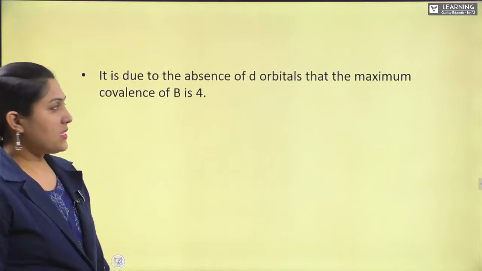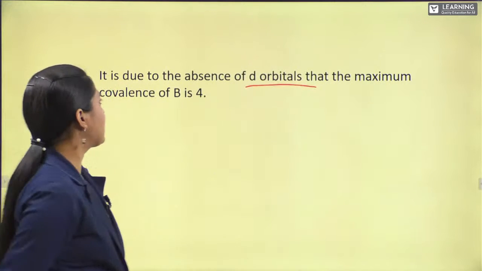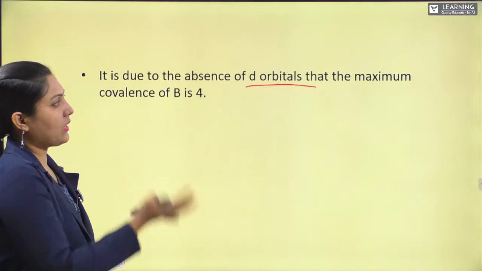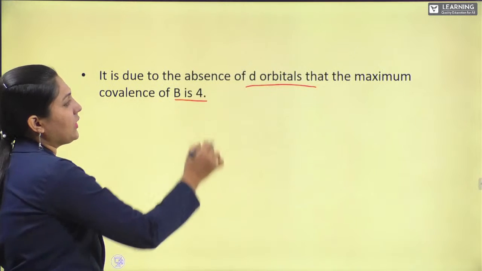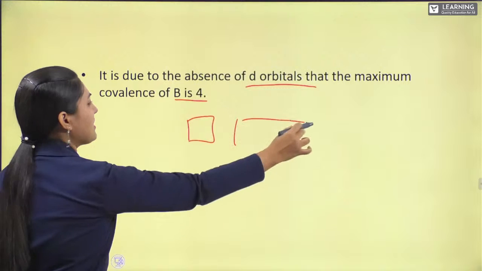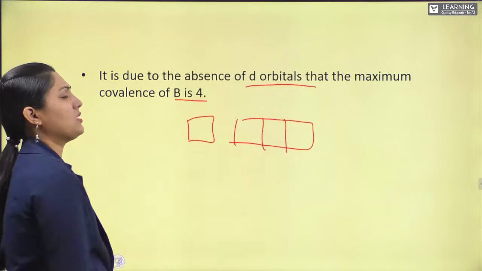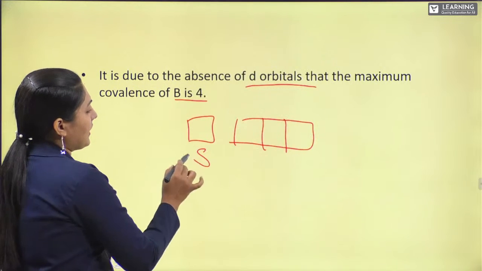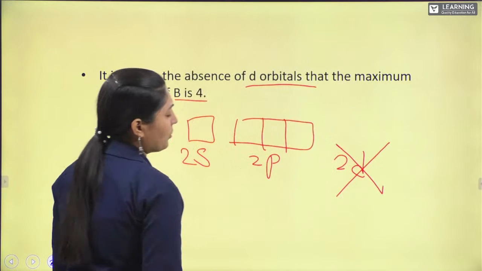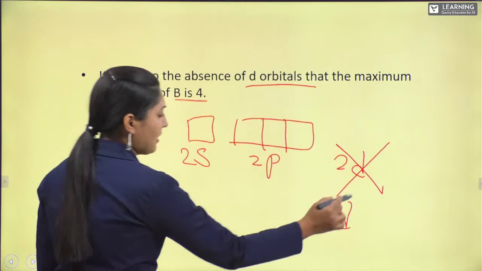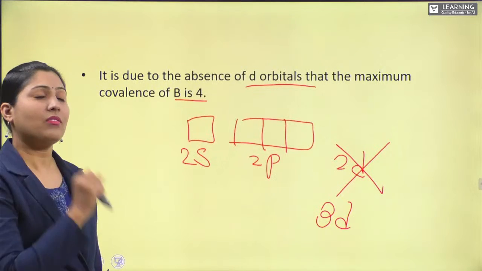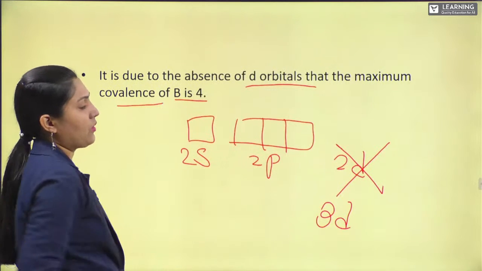It is due to the absence of d orbital that the maximum covalency of boron is 4. It cannot have more than 4 because it doesn't have d orbitals. It has only s and p orbitals. This is a repeated point, students, you have to remember. In the second shell you have 2s and 2p, there is no 2d. D starts with 3d itself. So we have only 4 orbitals and only a covalency of 4 for boron.